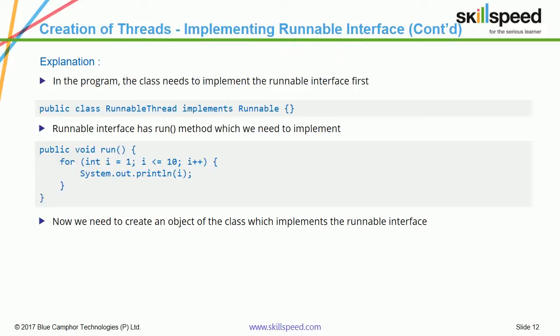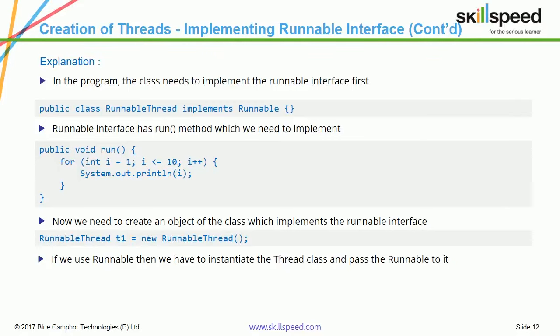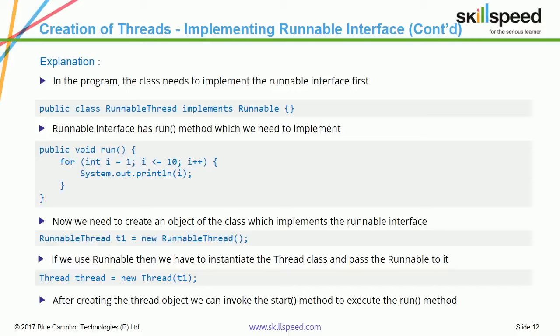Now we need to create an object of the class which implements the Runnable interface. So we are creating RunnableThread t1 equals new RunnableThread. If we use Runnable, then we have to instantiate the Thread class and pass the Runnable to it. So we are doing Thread thread equals new Thread of t1. After creating the thread object, we can invoke the start method to execute the run method.